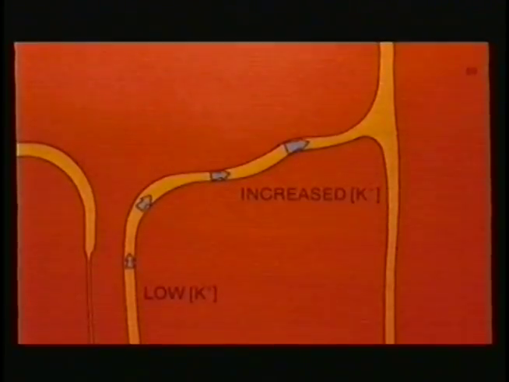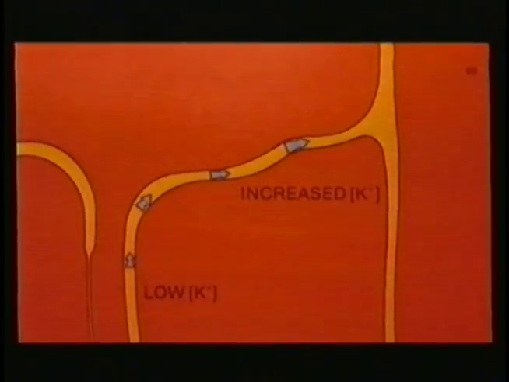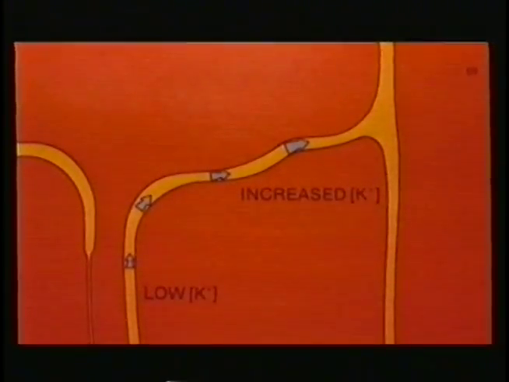Fluid entering the distal tubule from the loop of Henle has a low potassium concentration. This fluid carries away potassium that has been transported into the lumen. Usually, the concentration of potassium increases in the tubule fluid along the length of the distal tubule.